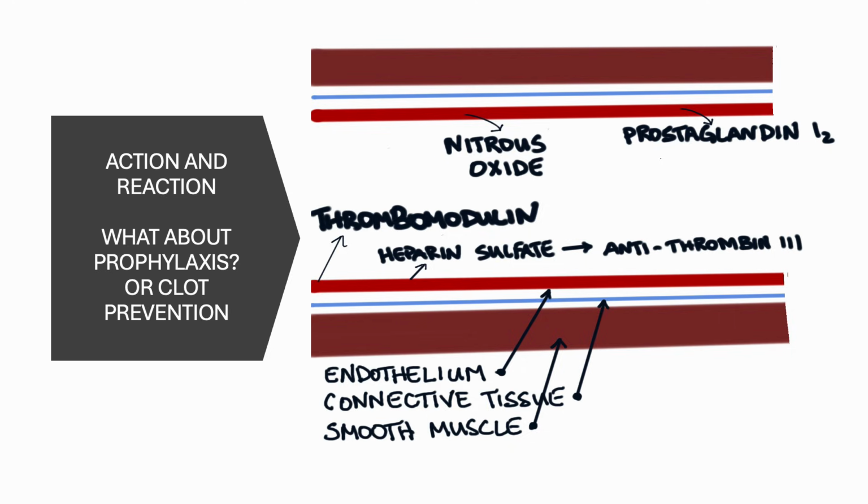Heparan sulfate, a glycosaminoglycan on endothelial cells, binds and activates antithrombin 3, which degrades and inactivates clotting factors 2, 9, and 10. Thrombomodulin on the endothelial cells binds thrombin, or factor 2, taking away its thrombotic properties and triggering its fibrinolytic action. It also activates protein C, which actively degrades factors 5 and 8.